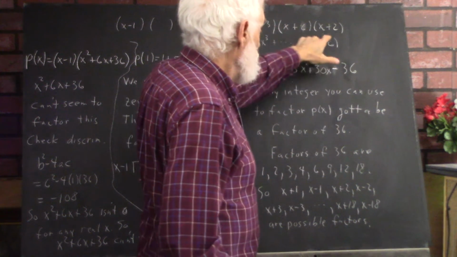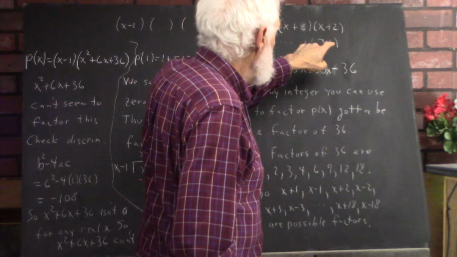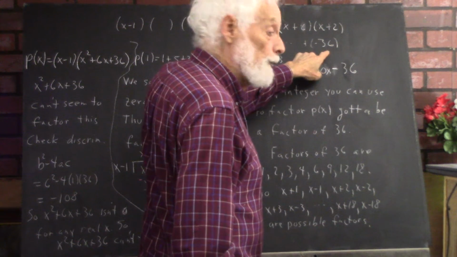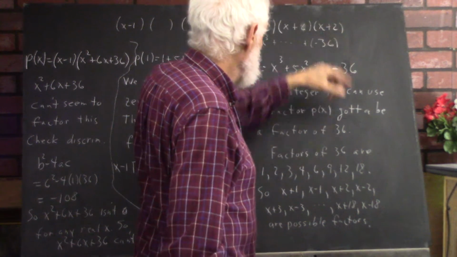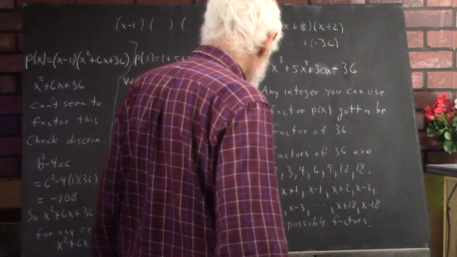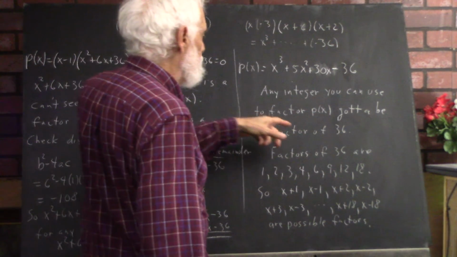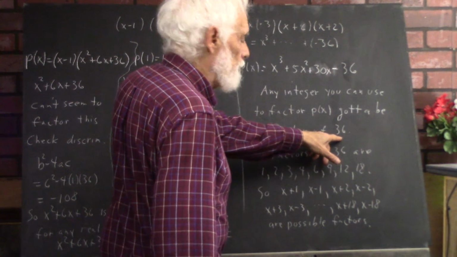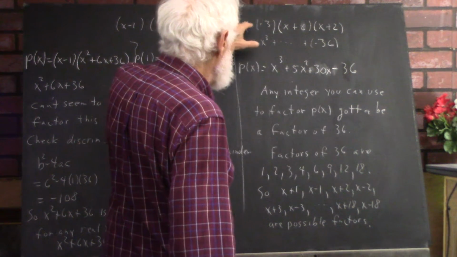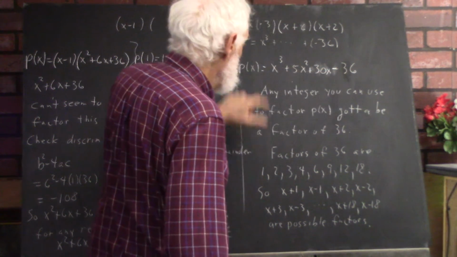And of course these are your factors. All these numbers divide into 36. Okay, 3, 6, and 2 divide into 36. We don't worry about the pluses and minuses. When we find the factors, we take care of that down here, as we'll see. So my point is any integer you can use to factor this thing is going to be a factor of 36, just because of the way these factors multiply together to give you this polynomial.